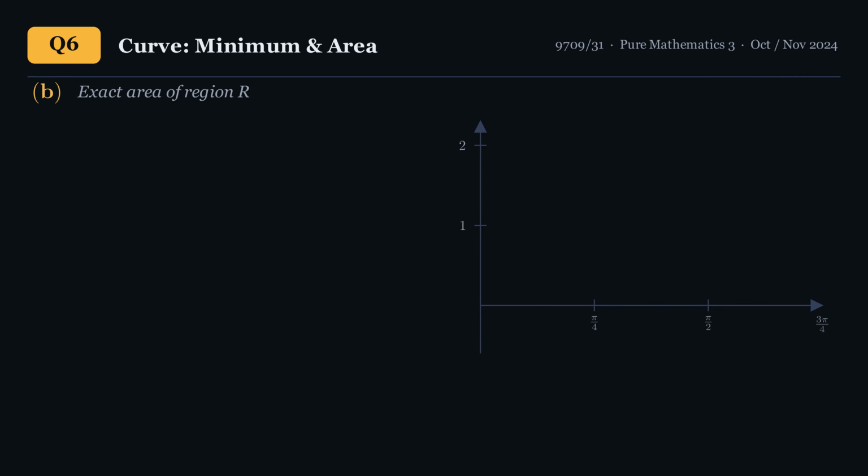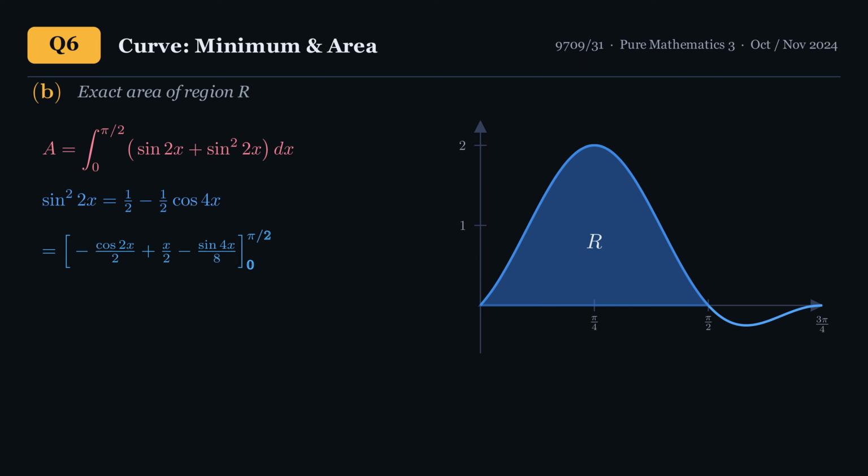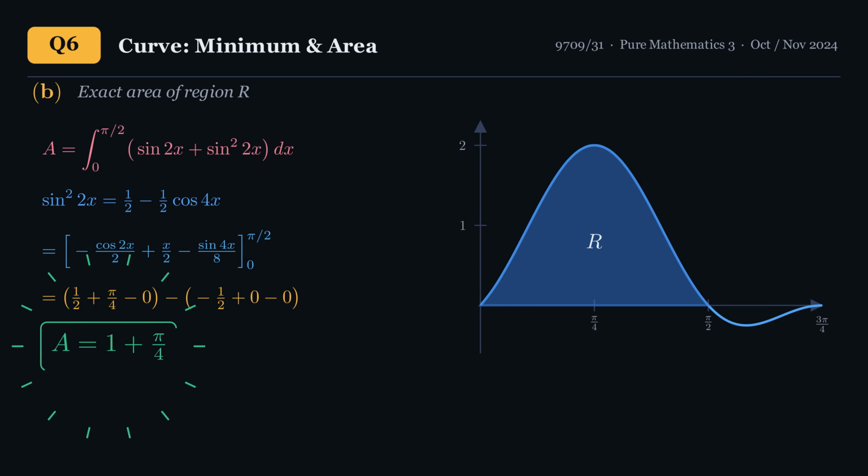Region R lies between 0 and pi over 2, where the curve is above the axis. The area is the integral from 0 to pi over 2 of sin 2x plus sin squared 2x. Use sine squared 2x equals 1/2 minus 1/2 cosine 4x. Integrate to get minus cosine 2x over 2, plus x over 2, minus sine 4x over 8. Evaluate between 0 and pi over 2. So the exact area is 1 plus pi over 4. That completes question 6.